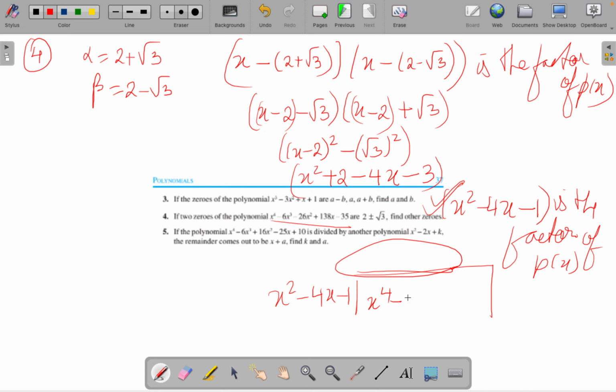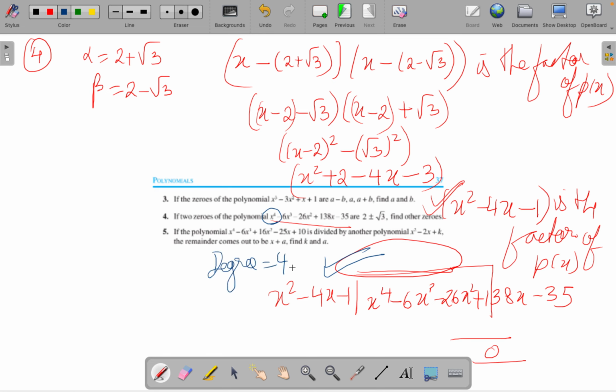This is x to the power 4 minus 6x cube minus 26x square plus 138x minus 35. So children, you don't have to wait. As soon as the quotient comes, the remainder will automatically be 0. You will come to know whether you have done your question correctly or not. And then what to do? You have to factorize the quotient by middle term splitting. And since this is a biquadratic equation, meaning its degree is 4, that is why there can be a maximum of 4 factors. So 2 factors they have already given, and 2 more factors you will find from the quotient.